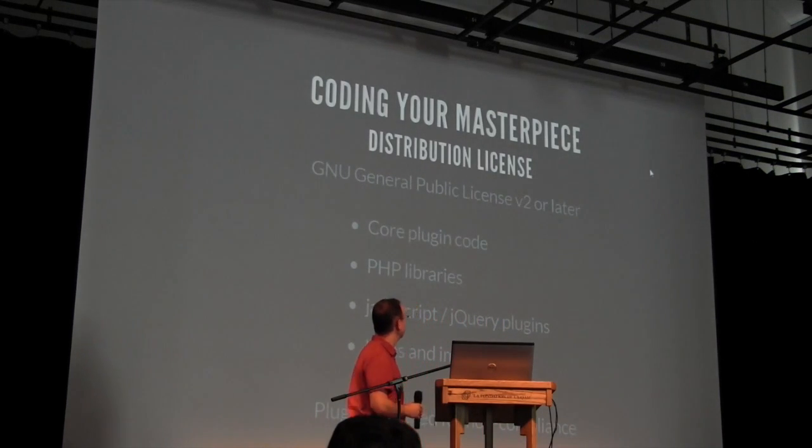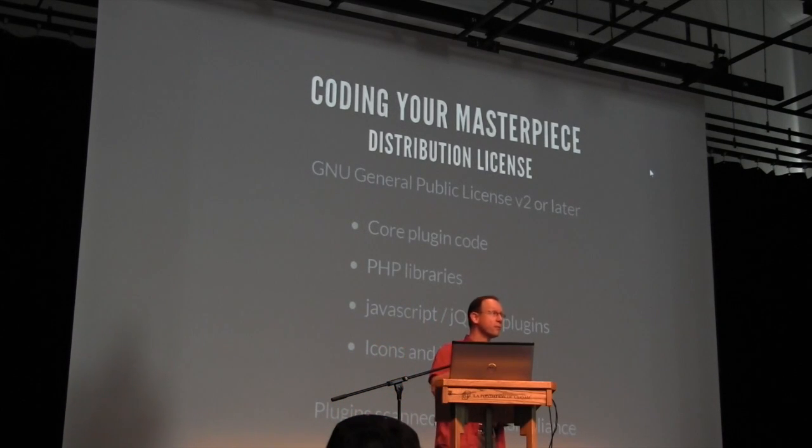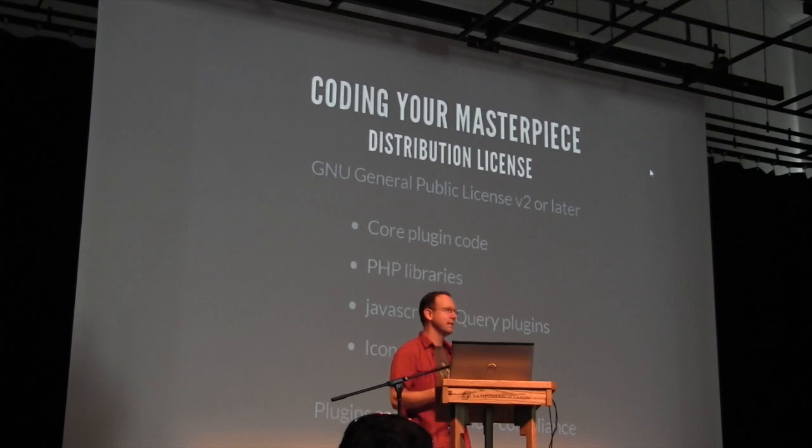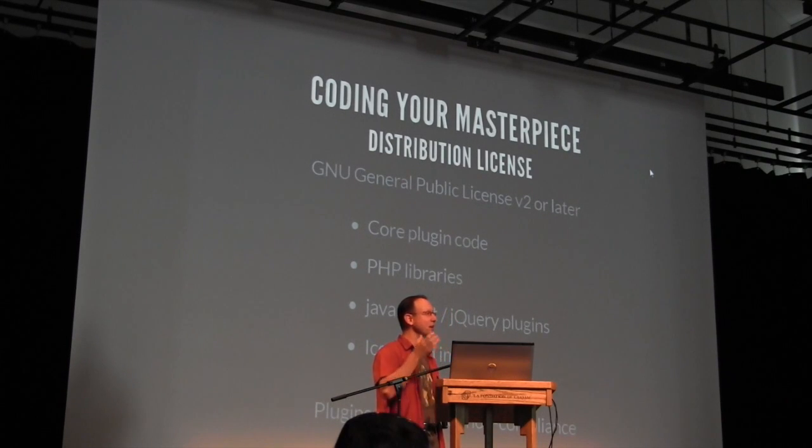The next point is distribution license. So you want to make sure, if you're going to go the free approach, which a lot of developers do at least at first, that your plugin complies with the GNU GPL v2 license. That is the license that you need to comply with if you're going to have your plugin distributed on WordPress.org.